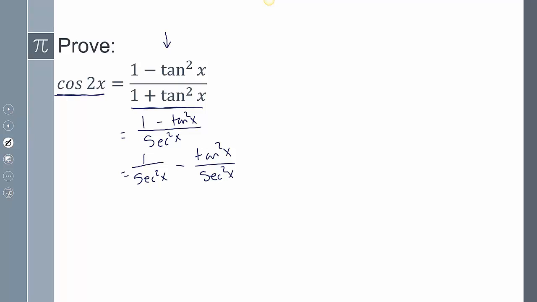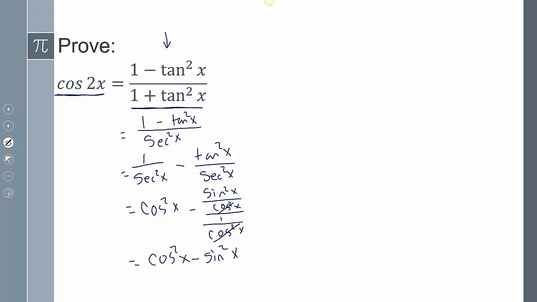Now if I change everything to sines and cosines, this is going to be cosine squared x minus sine squared x over cosine squared x, over 1 over cosine squared x. Now these cosines are going to cancel out, and so that's going to give me cosine squared x minus sine squared x, and that's going to be my double angle identity, which is cosine of 2x, which is going to be my answer. It was fun algebra with that one.